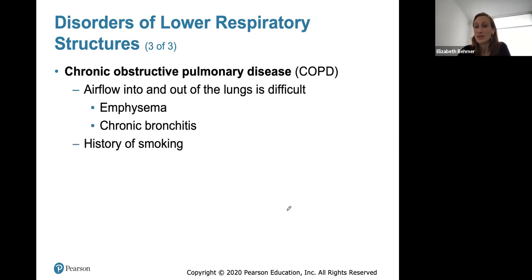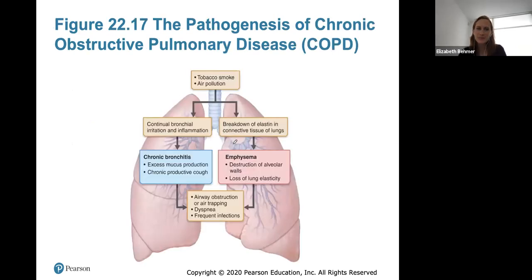Chronic obstructive pulmonary disease, COPD, is where the airflow into and out of the lungs is difficult, usually due to emphysema or chronic bronchitis, and usually smoking can play a role in this. So here we have the pathogenesis of COPD. Tobacco smoke, air pollution can lead to continual bronchial irritation, inflammation, or the breakdown of elastin in connective tissue in the lungs. So this continual bronchial irritation is chronic bronchitis, where we get excess mucus production, a chronic productive cough.